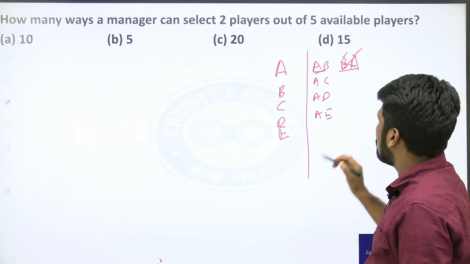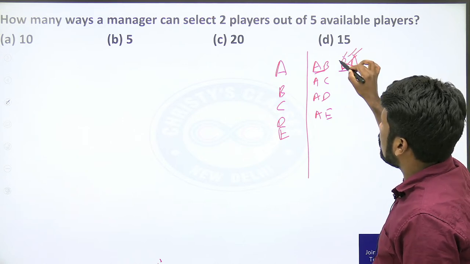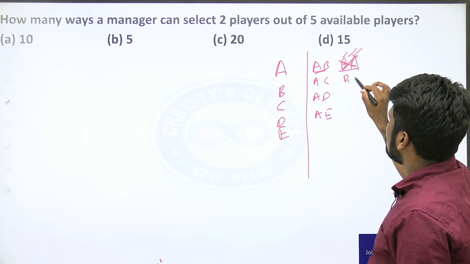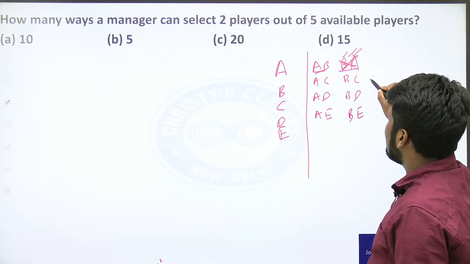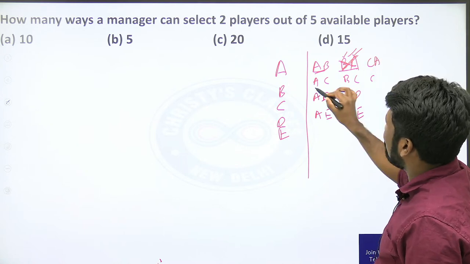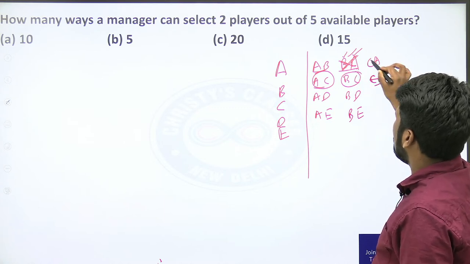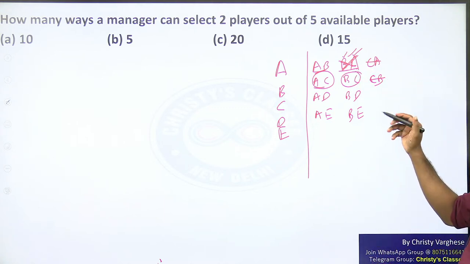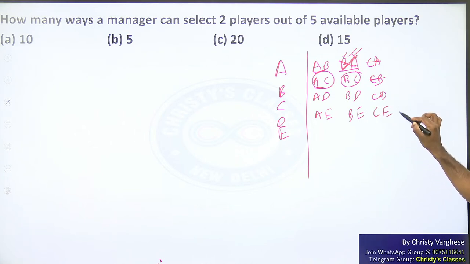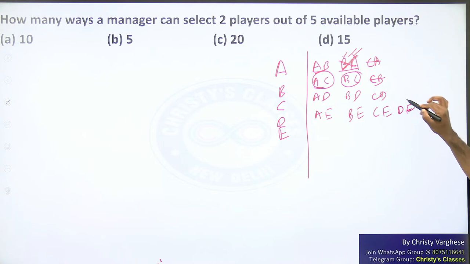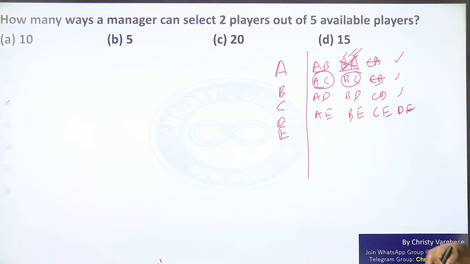That is a repetition. So A, B, A, C, A, D, A, E. With B, B, A is already counted, so don't write it again. So B, C is there. B, D is there. B, E is there. Now with C, C, A is already done because A, C is there. C, B is already done because B, C is there. So these two you cannot write. Then C, D and C, E only remain. With D, only D, E remains because all the rest three are already done in the previous three lists. Are you understanding?